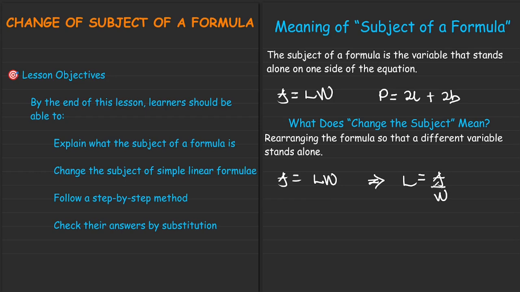We will go through how to do it very soon. This simply means I have made L the subject. If I was to make W the subject as well, then W would be equal to A over L. You see, we are not solving, but actually rearranging the variables. What are the steps needed for us to change subject?